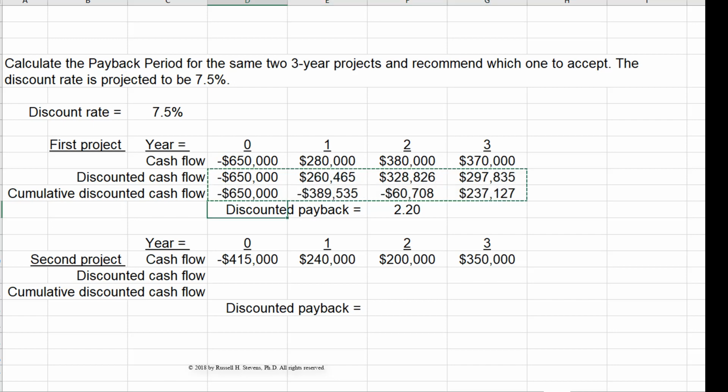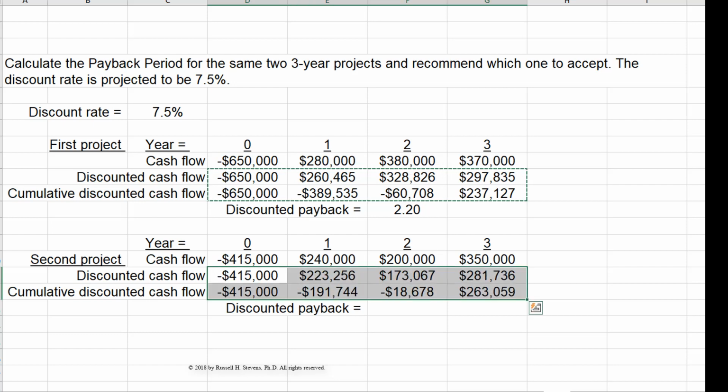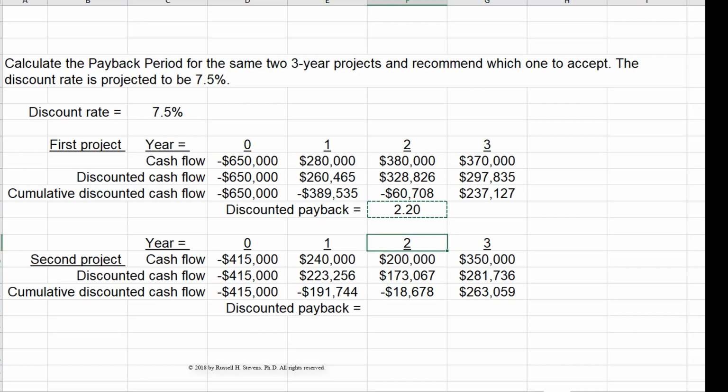Highlight the cell under the minus $415,000 in the lower framework on your screen. Hold down the Control key and press the V key. The framework is now almost completely filled in. Highlight the 2.20 in the upper framework. Hold down the Control key and press the C key. Highlight the workbook cell under the minus $18,678 and press the V key while holding down the Control key.